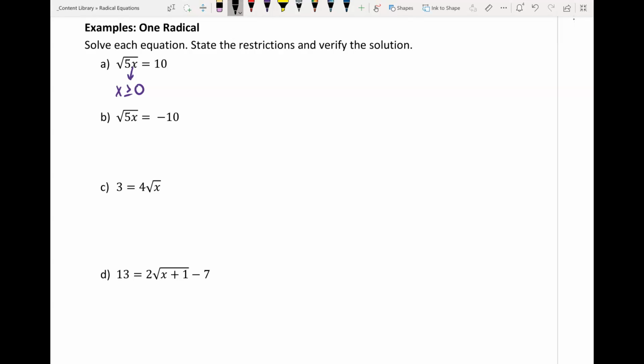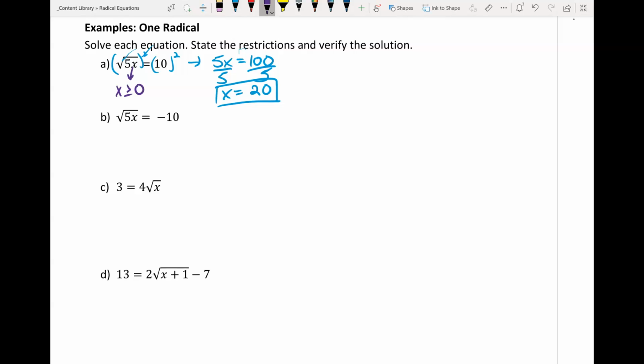Now I'm going to try to solve. So the method is I'm just going to square both sides in order to get rid of the square root, because I know the square root and the square are going to cancel out. And I'm going to be left with 5x on the left-hand side of the equal sign. And then the right side of the equal sign, I have 10 squared, so that's 10 times 10, which is 100. Then lastly, to isolate my x, I'm going to divide by 5 on each side. And 100 divided by 5 is 20. So that would be our answer to A.